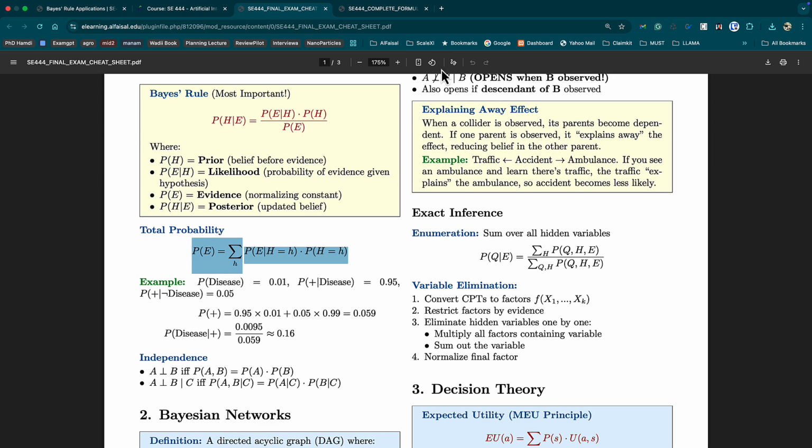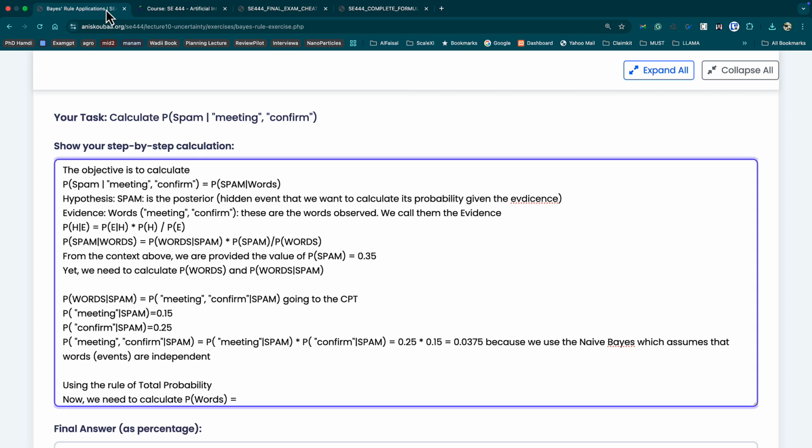Okay, this is the rule. We need to know the rule and how to use it to solve the problem. This will be the probability of words given spam multiplied by the probability of spam. And if you remember MDP, we used this to make the calculations there, plus the probability of words given ham, and here the same thing.